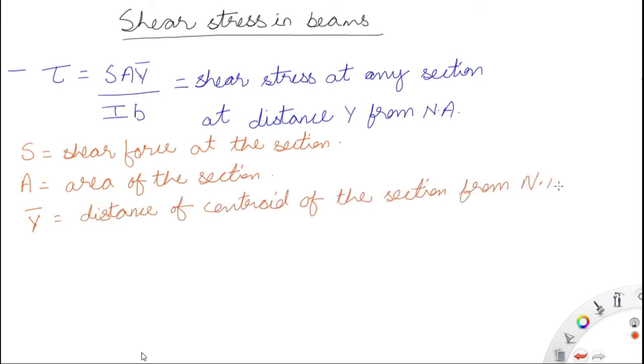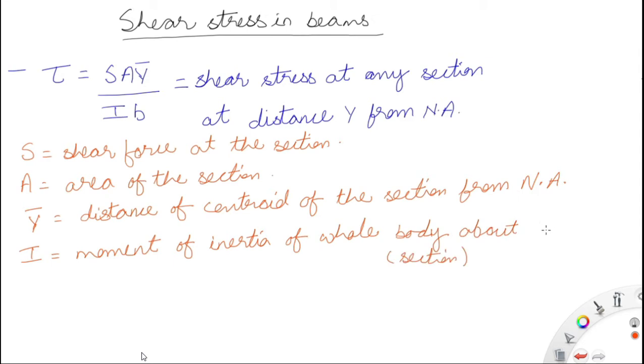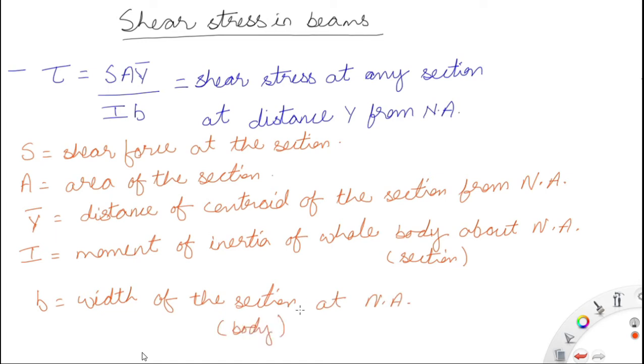I is the area moment of inertia of the whole section about the neutral axis, and B is the width of the section at the neutral axis. Okay. So tau is the shear stress at any section at a distance y from the neutral axis. So any section at a distance y from the neutral axis will face the shear stress. Tau is equal to S A y bar by I into B.